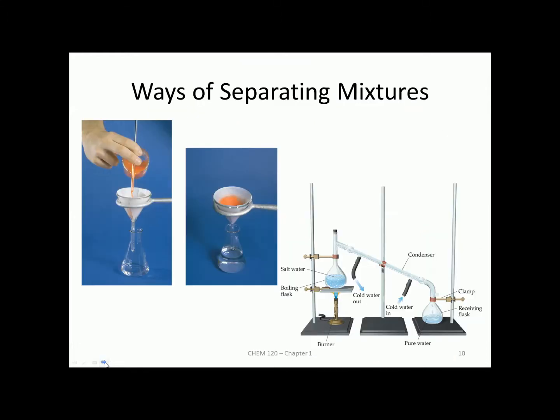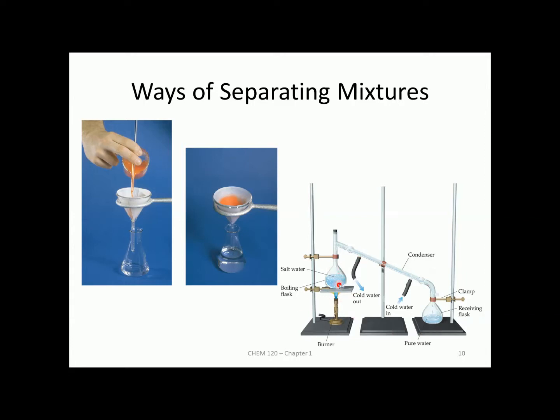As we mentioned before, one key difference between mixtures and pure substances is that you can separate mixtures out by physical means. Two examples of this are filtration here, where we have a piece of filter paper and you pour the mixture through and you separate it based on the different phases. The other one is distillation.